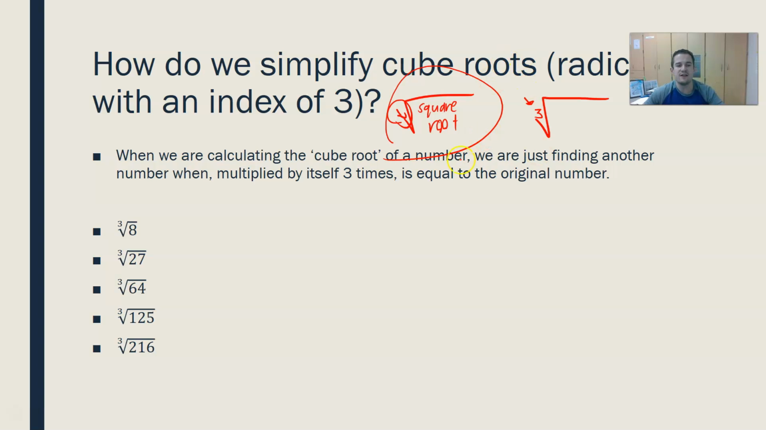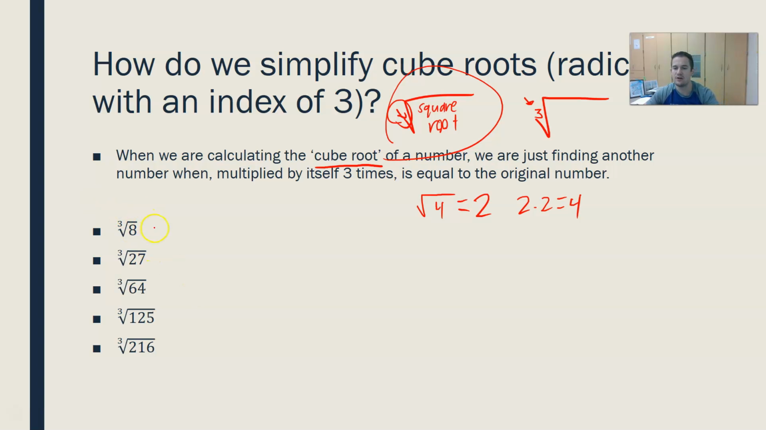When I was trying to find a square root, for example, the square root of 4, I was finding another number that, when multiplied by itself 2 times, gave me 4. That's why the square root of 4 was 2, because 2 times 2 was equal to 4. Well, when we're calculating the cube root of a number, we are just finding another number that when multiplied by itself 3 times is equal to the original number.